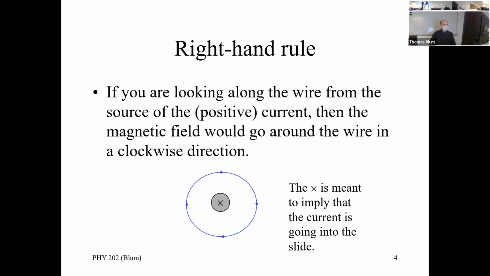When I'm teaching the right-hand rule, I usually turn my back to you so you're not mirroring me, because then my right hand would be your left hand. So I'll turn my back to you. If I put my fingers into the board, my fingers curl around clockwise. All right.